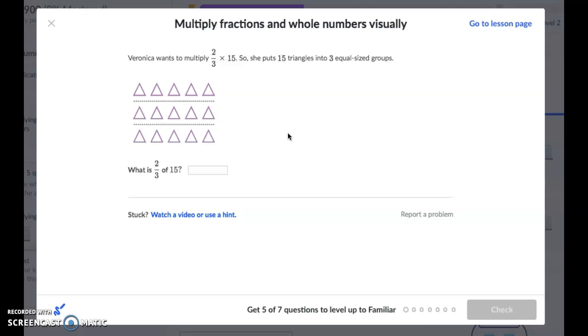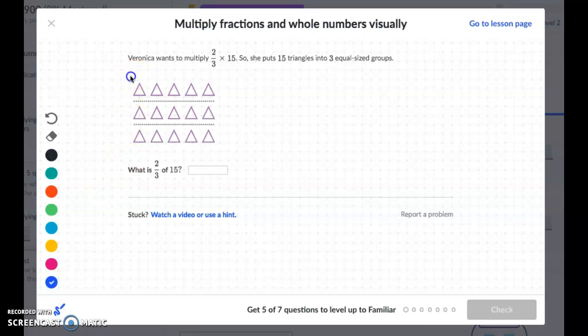Veronica wants to multiply 2/3 times 15. So she puts 15 triangles into 3 equal size groups. So what is 2/3 of 15? If she has these 15 triangles, here's a third of them. Oops, here's another third, and here's another third. If we want to know what 2/3 of 15 is, we need to take these sections, because here's 1/3, and here's another third, so 2/3 of 15, and count those triangles. So that's going to be 10.